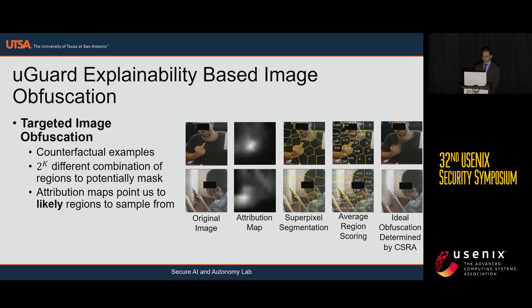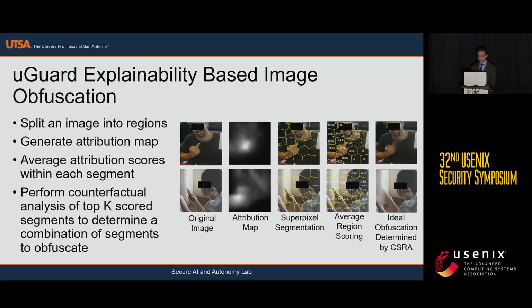One of the key issues of using counterfactual techniques, though, is the exponentially large search space to find a counterfactual example. Using the intuition that attribution maps point us towards important image regions, we use these to lead an informed sampling of image regions.